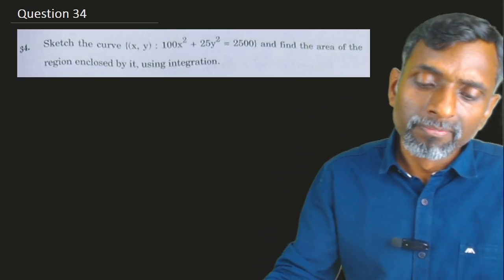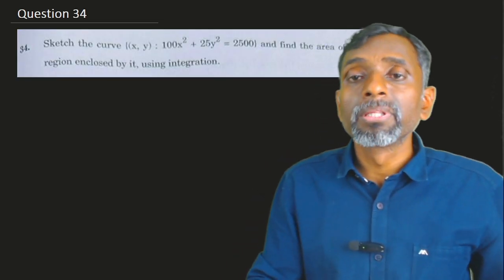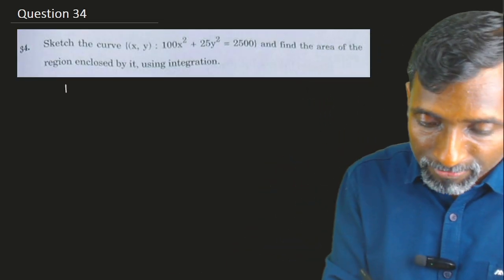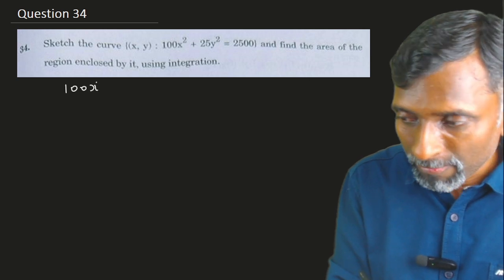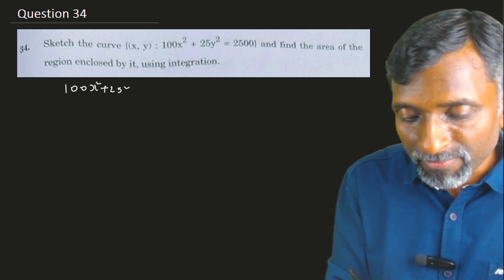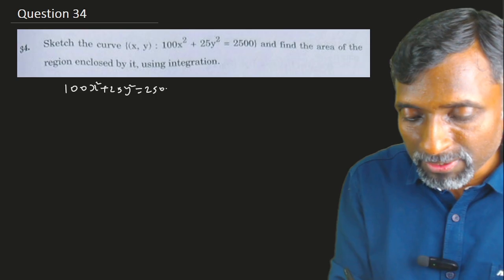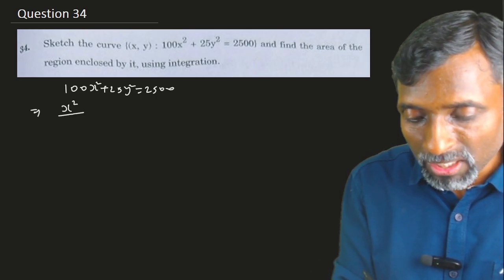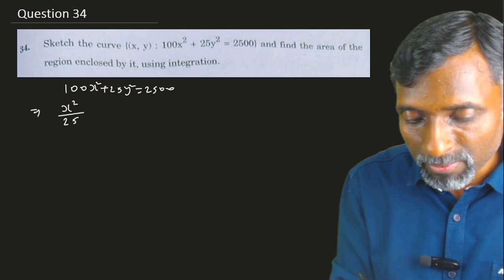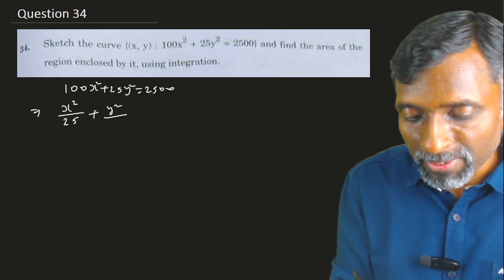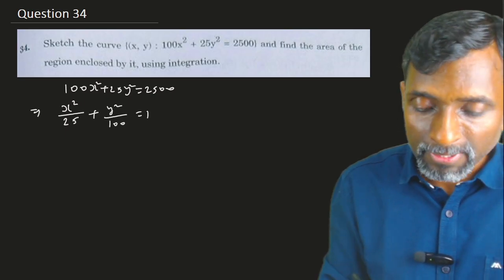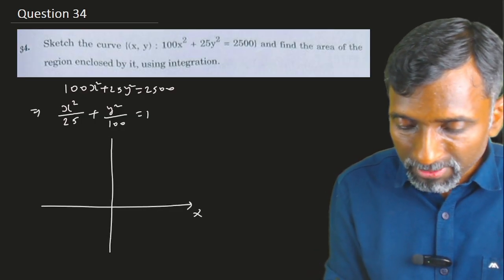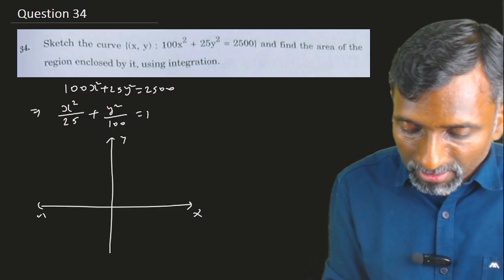This is a very simple question based on the application of integration, where we get an ellipse: 100x square plus 25y square is equal to 2500. To express it in standard form, we divide both sides by 2500. It is x square by 25 plus y square by 100 is equal to 1. So we can make a rough diagram of the ellipse.